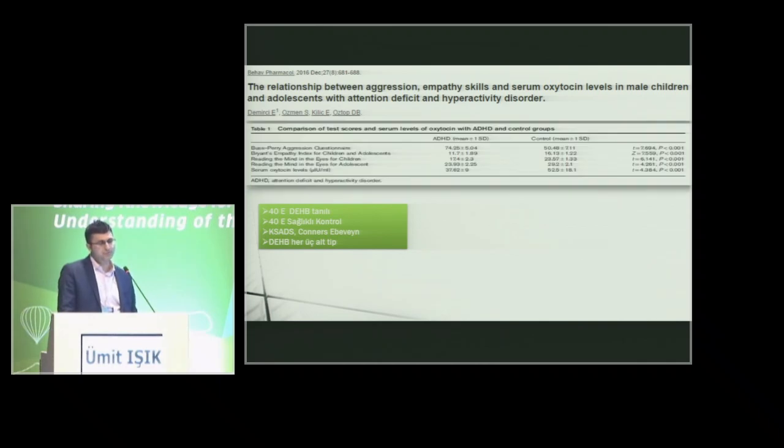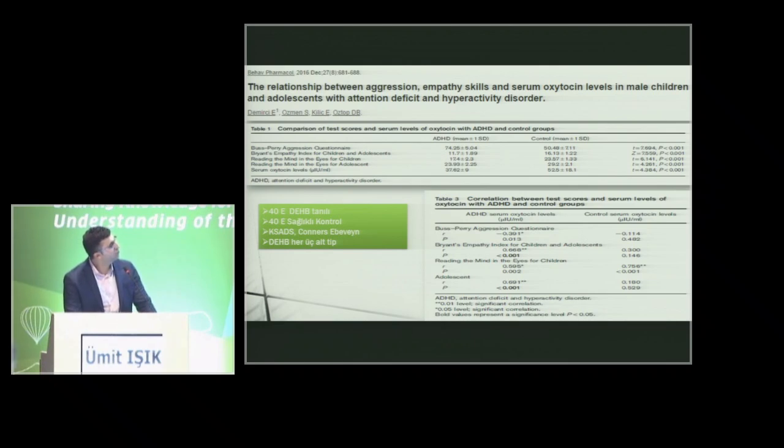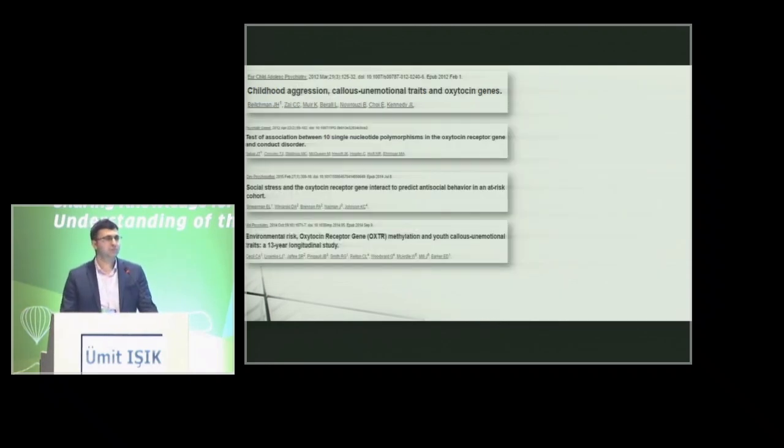3 different types of ADHD are included in this trial. In the ADHD group, here, I'm not sure whether it is visible or not, but serum oxytocin levels compared to the control group have significantly lower values. And in addition to this, controlled groups have been analyzed. Aggression scores have negative correlation with oxytocin levels, and serum oxytocin levels have positive correlation with empathy. So aggression has negative correlation, empathy has positive correlation with oxytocin levels.